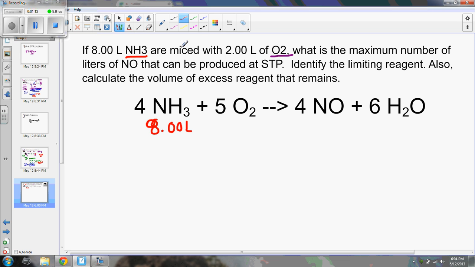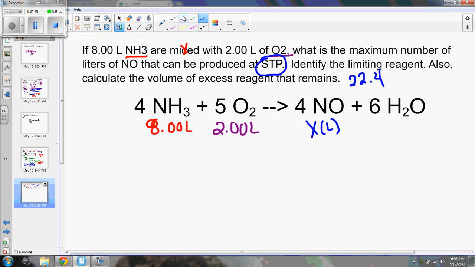NH3 is mixed with 2.00 liters of O2. So I'm going to change to purple, 2.00 liters of O2. What is the maximum number of liters of NO that can be produced at STP? So we want to find the maximum number of liters that can be produced, and we see this glorious thing, at STP, so we can use our 22.4. We don't have to do the PV equals nRT.